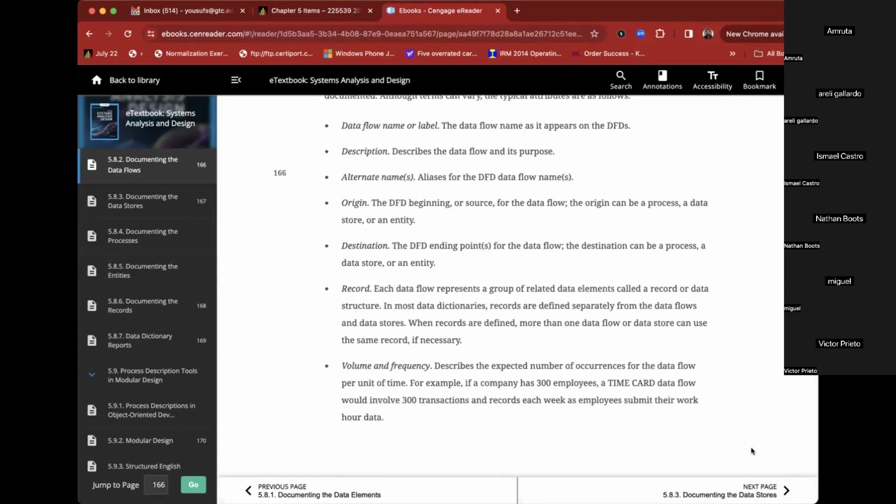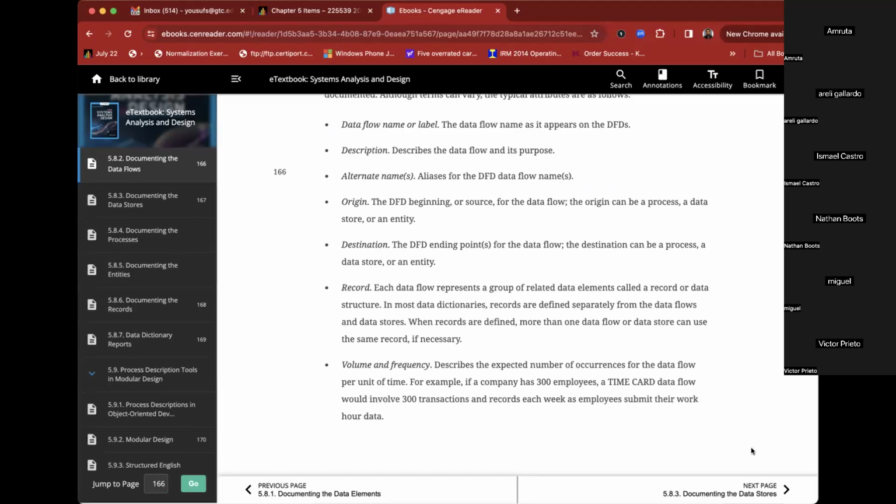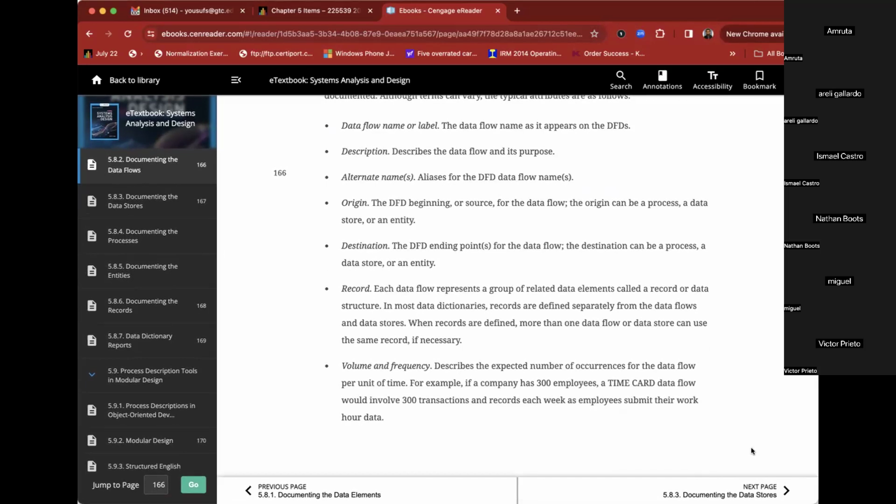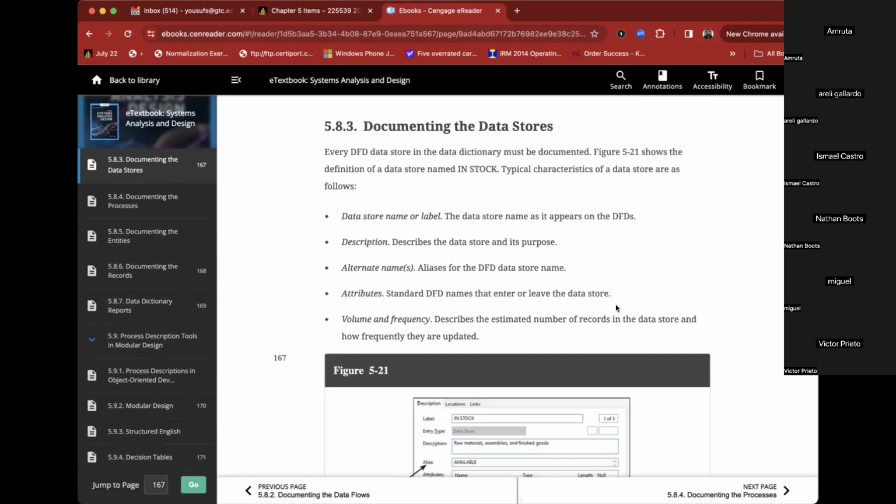Each data flow represents a group of related data elements called a record or data structure. Similarly, what is the volume and frequency of this? How often would you need to be passing this information over? This kind of information can help developers create better solutions to the problem. For example, if 3,000 records are coming in every minute, can my servers handle that kind of network traffic? Can my network handle it? All of these factors can be factored into the volume and frequency. So accordingly, if the volume and frequency increases, my database administrator has to now improve the performance and fine-tune the database.